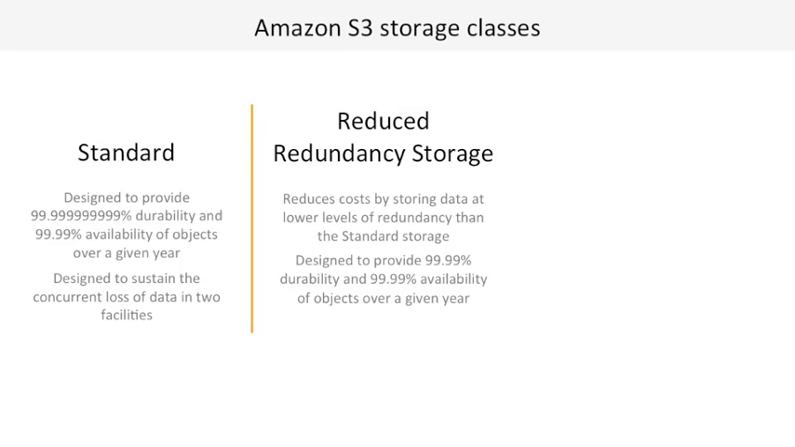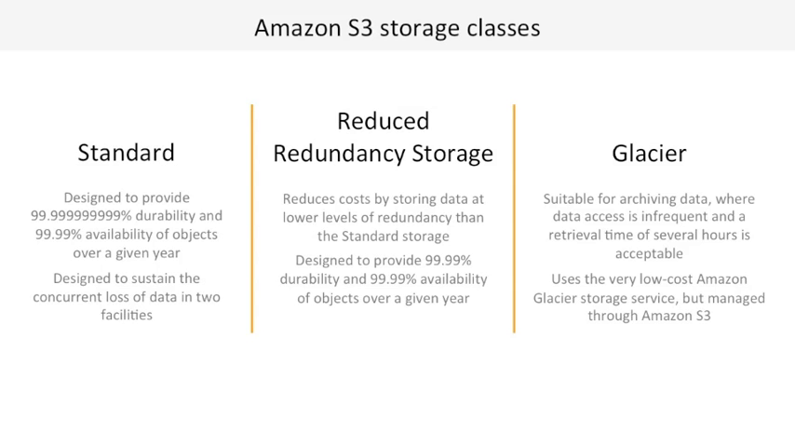So you can see that we're making fewer copies, we have to do less work, and as a result, reduced redundancy storage comes at a lower price point. Now there is a third storage class called Glacier, which is a new storage class for S3, and we'll look into how we use Glacier storage behind the scenes later.